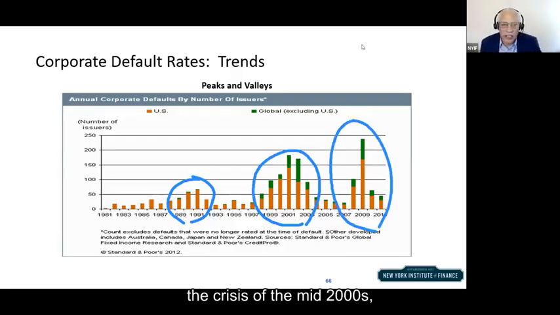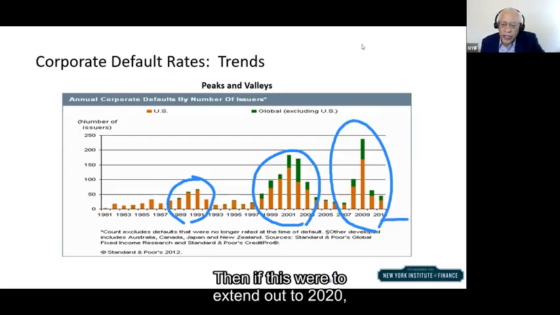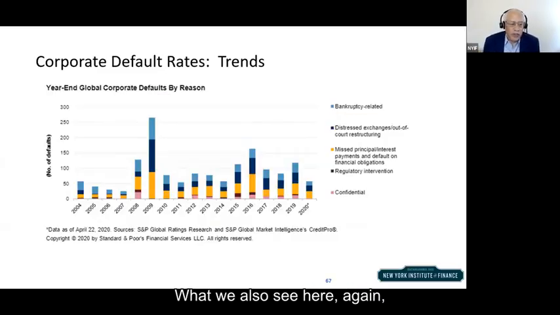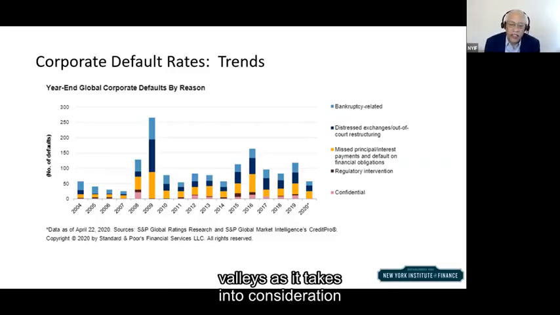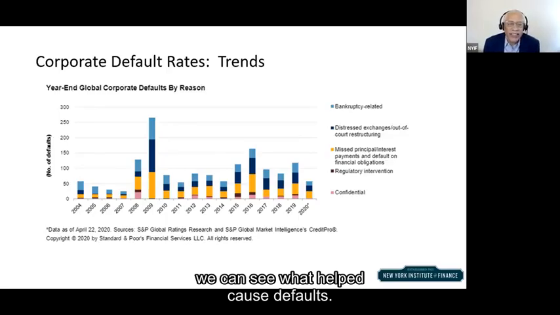Obviously, you see here the crisis of the mid 2000s, the global recession, the Great Recession, the financial crisis. And then if this were to extend out to 2020, we're going to see another cluster of defaults as a result of global recession and then the impact of the pandemic around the globe. What we also see here, globally, again, goes back to my peaks and valleys. This takes into consideration a little bit more recent data, beyond 2011, showing what helped cause defaults.